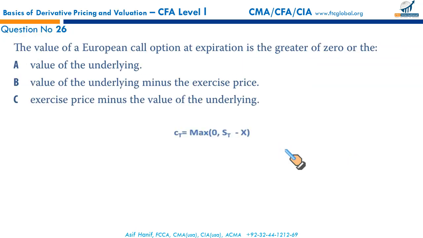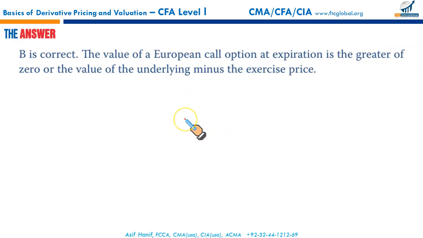Okay, the next question says the value of a European call option at expiration is the greater of 0 or the value of the underlying, that's the stock, minus the exercise price. So that clearly matches with the value of the underlying, that is ST, and the exercise price X. So that makes B the correct option. It's a pretty straightforward question.